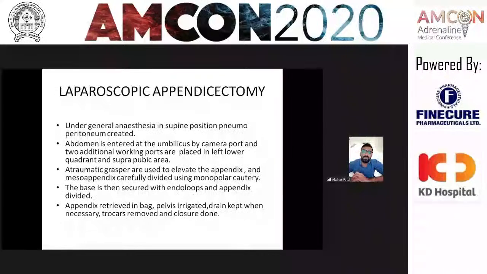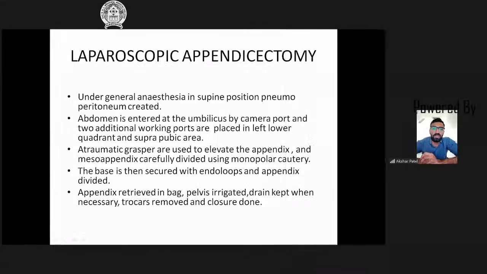Laparoscopic appendicectomy. Under general anesthesia in supine position, pneumoperitoneum created. Abdomen is entered at the umbilicus by camera port, and two additional working ports are placed in left lower quadrant and suprapubic area. Atraumatic graspers are used to elevate the appendix and mesoappendix carefully divided using monopolar cautery.